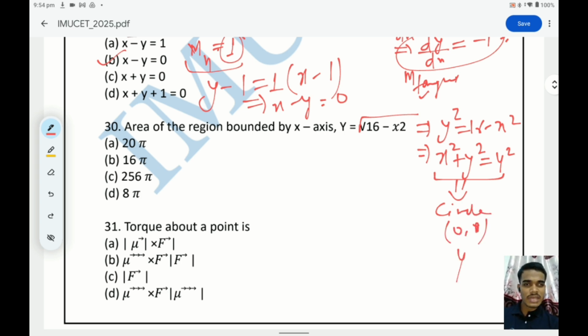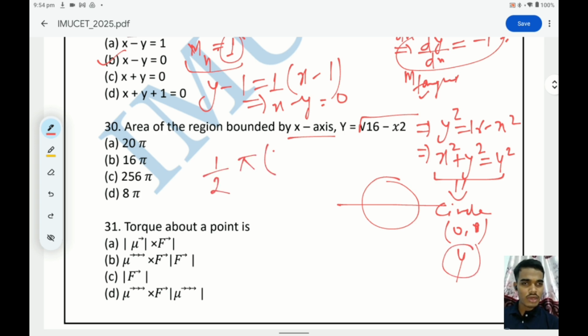And if we cut by the x-axis, then we will get a semicircle, okay. So this is the circle and this is the x-axis, and this will be the semicircle, and we have to find the area of the semicircle. Then the area of the semicircle is 1 upon 2 pi r square, and the radius is 4 here, so r square is 16, and if we solve it, we will get 8 pi. So option D will be the correct answer, okay.